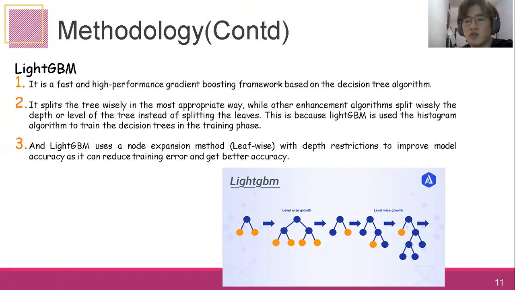This is because LightGBM uses the histogram algorithm to train the decision tree in the training phase. LightGBM also uses the node expansion method, which we also call leaf-wise with depth limitation, to improve model accuracy, and it can reduce the training error and get better accuracy. So that's all for the methodology.